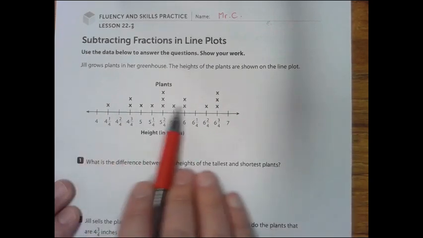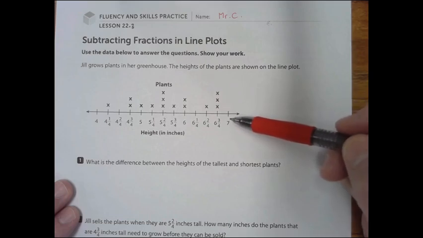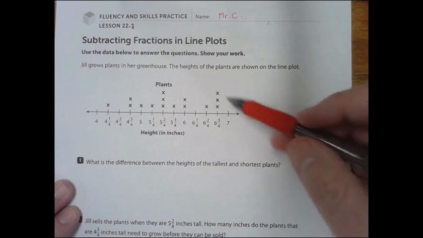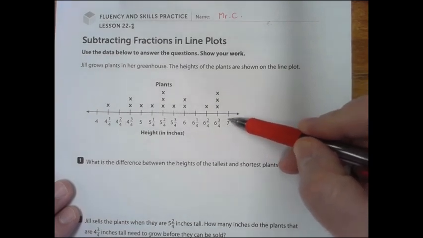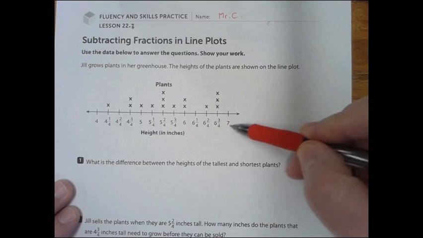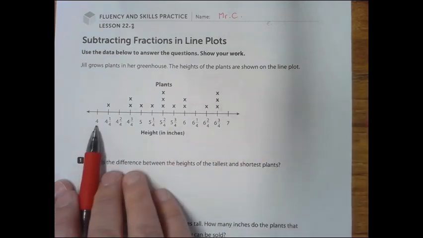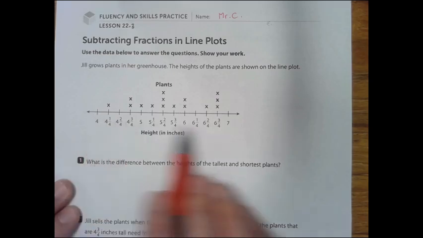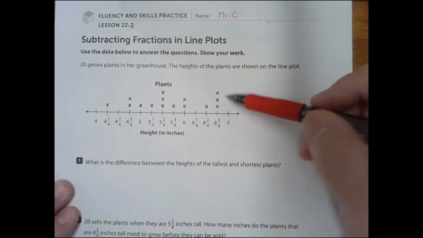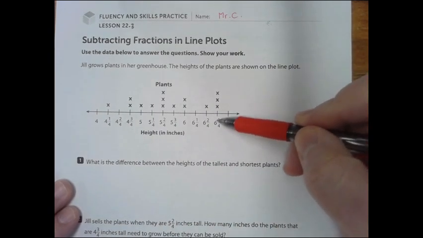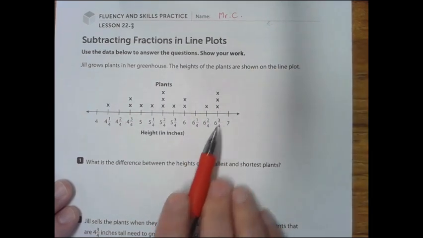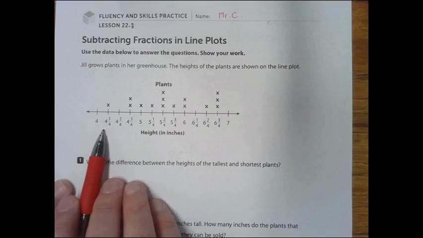If I'm looking at the data, the tallest plant is 6 3/4. Now a common mistake might be to not look at the data and just go 7, because that's the largest number on our line plot, and take away 4, but that's not correct, because Jill doesn't have any plants that are 4 inches tall or 7 inches tall. So you have to look at where the data is. So we're going to take 6 3/4, the tallest plant, and subtract the shortest plant, which is 4 1/4.